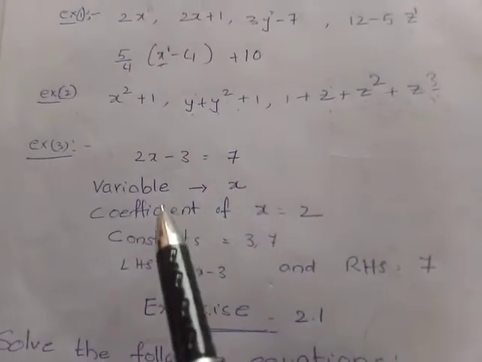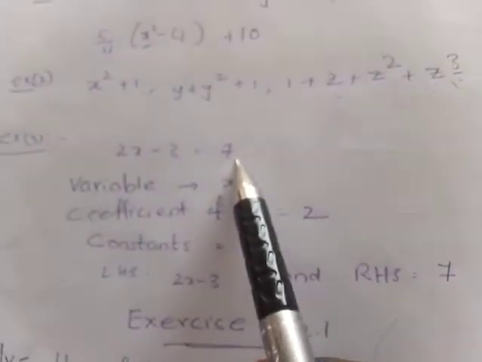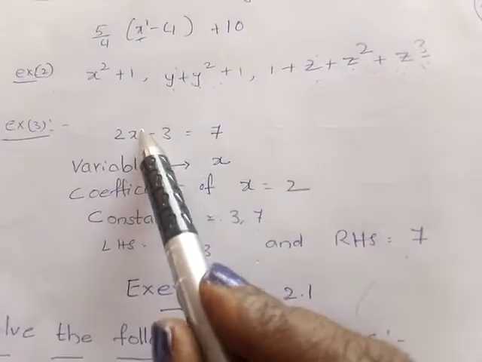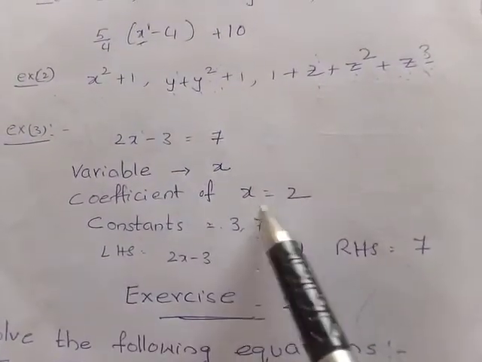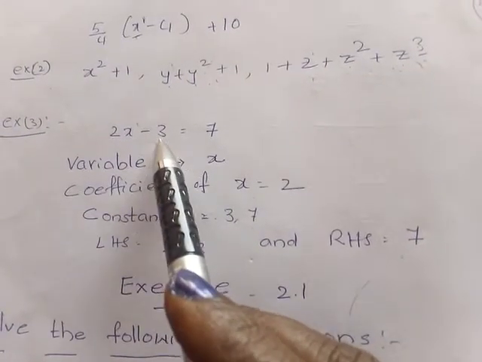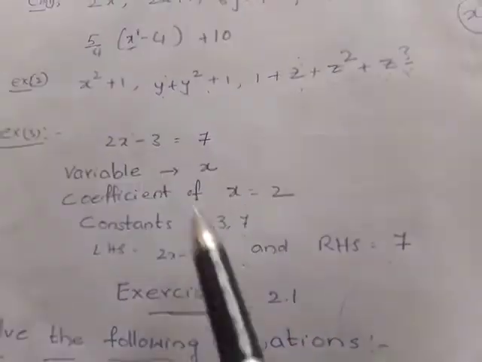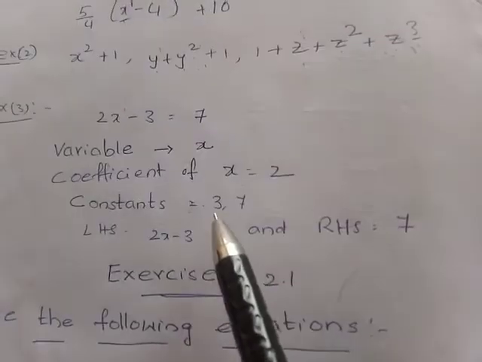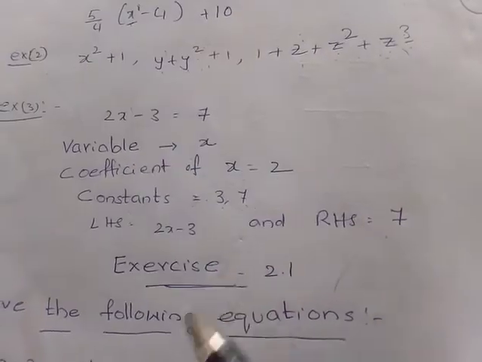Next, come to example 3, that is 2x minus 3 is 7. Here the variable is x. Its power is 1. So it is a linear equation. The coefficient of x is 2, because 2 is multiplying x. And 3 and 7 are constant terms. You cannot change those values. So 3 and 7 are called constant terms.